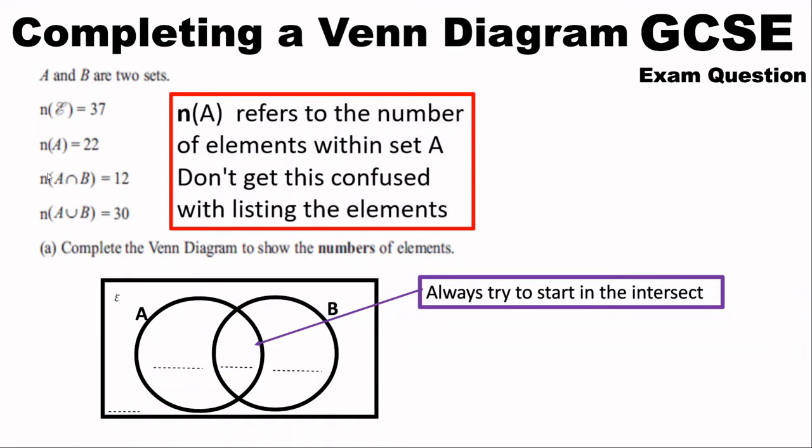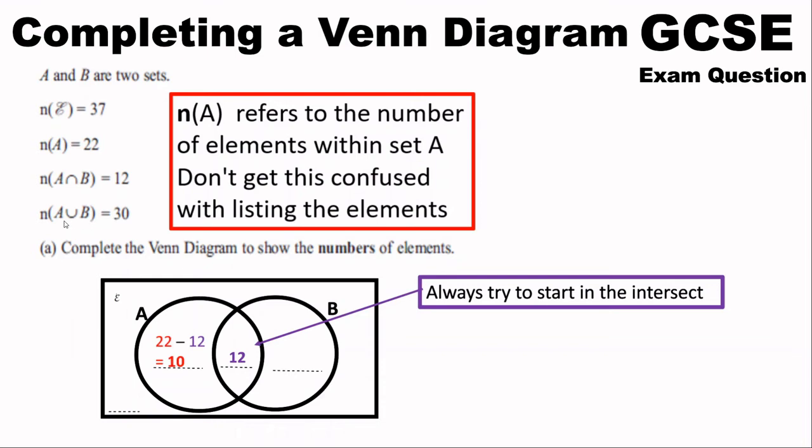And we're told that in the intersect of A and B, there are 12 elements. So I'll start there. Now we can go back to the number of elements there are in A. If there are 22 elements in A, and 12 of them are already in the intersect, 22 minus 12 means that we must have 10 elements in this part of A, which is not in the intersect of A and B. To find out how many elements go in here, we're not told how many elements there are in B.